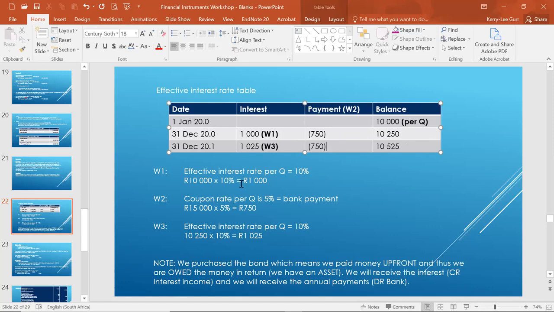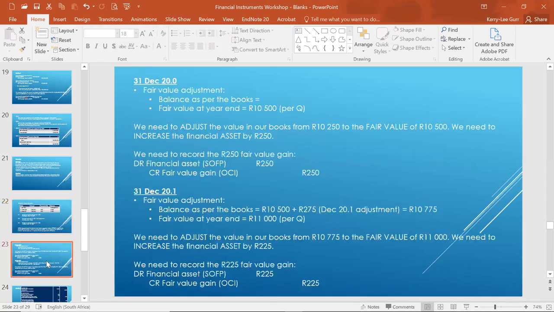for every single year. Even if we did 30th of December 20.2, that interest would in fact be 10,525 times 10%. So your interest would be 1,053 for the third financial year. Okay, so your interest is going to change on an annual basis because this closing balance changes as it goes through the number of years.